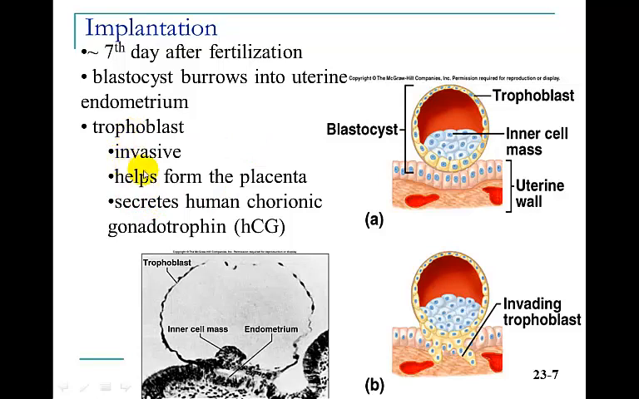So this structure, the trophoblast, is going to help form the placenta. And it's going to be secreting human chorionic gonadotrophin, which we'll mention in a moment, which is important in maintaining the corpus luteum so that the corpus luteum will keep secreting estrogen and progesterone.